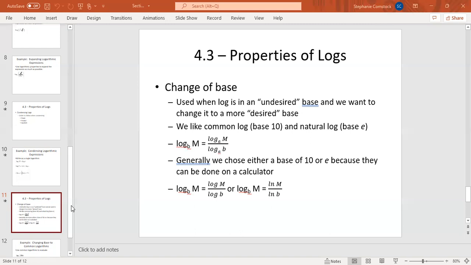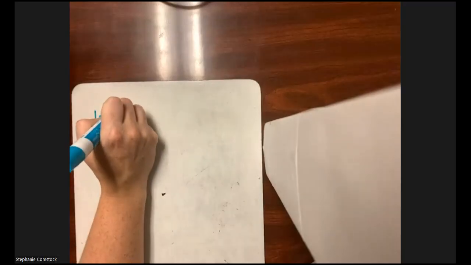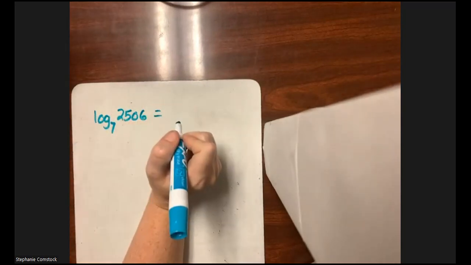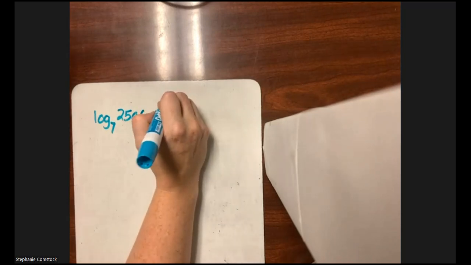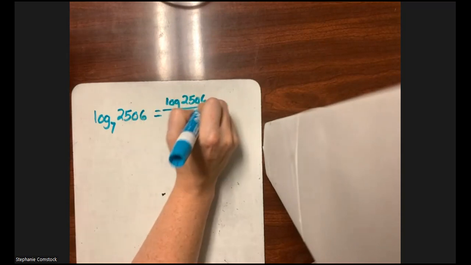So we're going to take a look at an example here, and we're going to use the same log. I'm going to show it to you in both forms using each one so that we can talk about this. So we're going to be doing log base 7 of 2506. Now, first option is we're going to do this with common log. So this is going to be common log of 2506 over common log of 7.